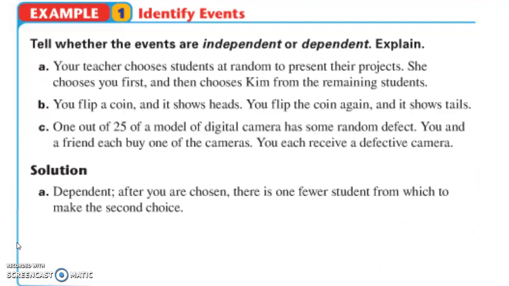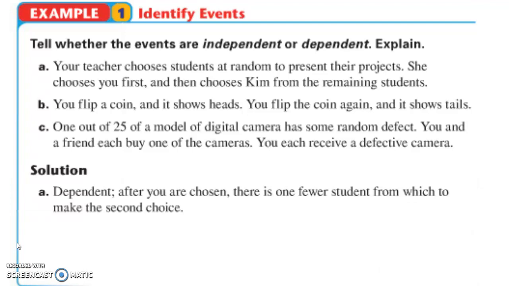And it turns out that yes, it does. After you're chosen, there's one fewer student from which to make the second choice. So if there were 20 students in the class, you had a 1 out of 20 chance of being selected. Now when Kim is selected, there's only 19 students remaining from which to select. She has a 1 of 19 chance.